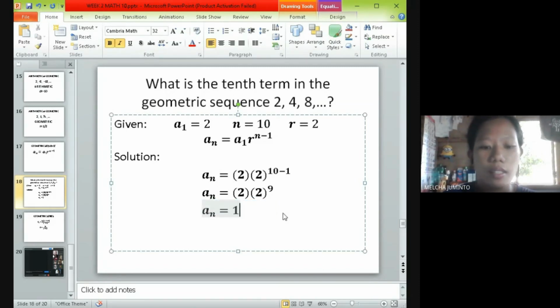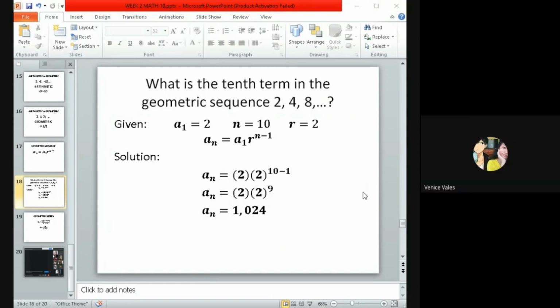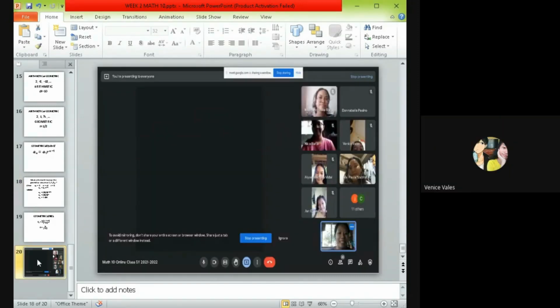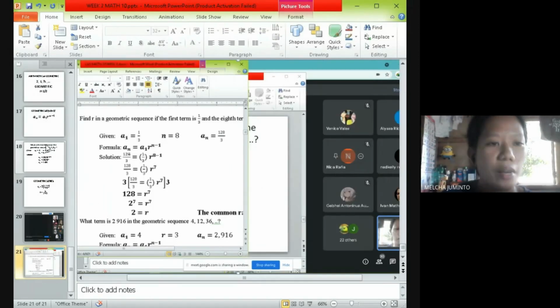You can find this in your activity sheet. Therefore, the 10th term of the sequence is 1024. Any question with this example? Do you have any questions with this example? Wala po. Wala. Okay. So, that's how we apply the formula for geometric sequence.